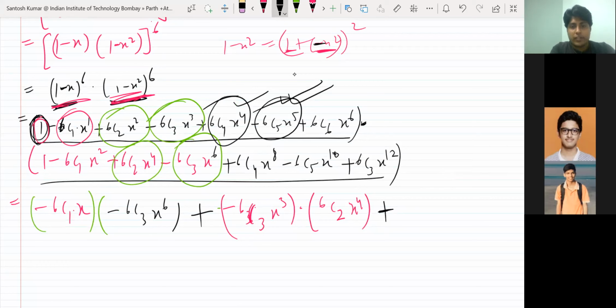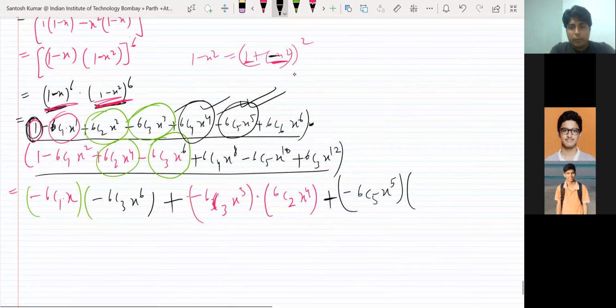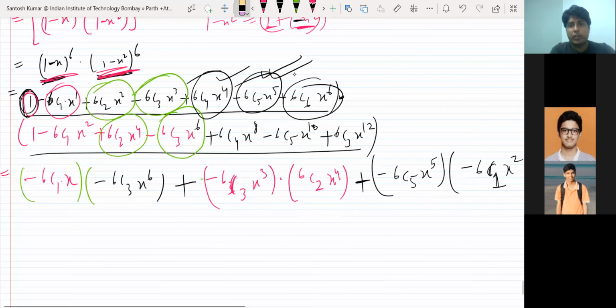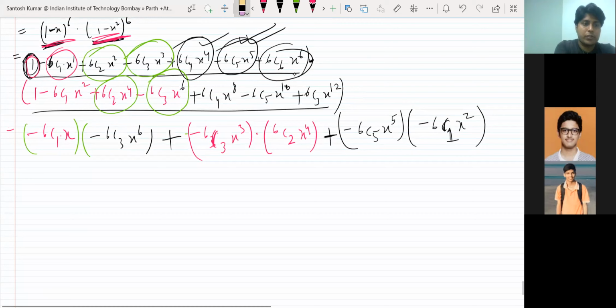6c1 x^2. Yes. So minus 6c5 x raised to power 5 has to be multiplied with minus 6c1 x squared. Okay, and now for the last term, you cannot multiply to get x raised to power 7. There is no term. Okay, so this is what we wanted. Now we simplify. This is the coefficient of x raised to power 7 that we were collecting.